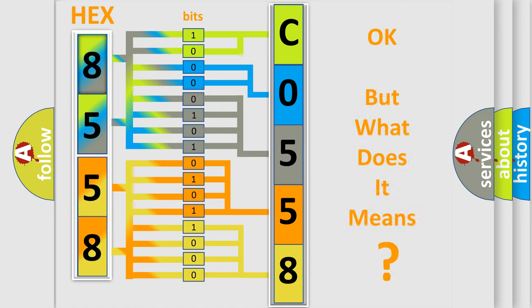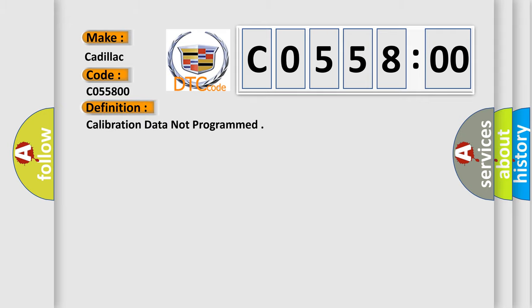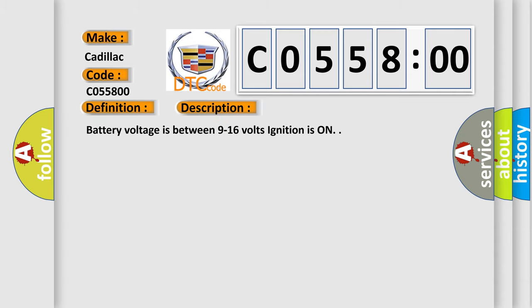The number itself does not make sense to us if we cannot assign information to what it actually expresses. So, what does the Diagnostic Trouble Code C0558-00 interpret specifically for Cadillac? The basic definition is calibration data not programmed. And now this is a short description of this DTC code. Battery voltage is between 9 and 16 volts, ignition is on.